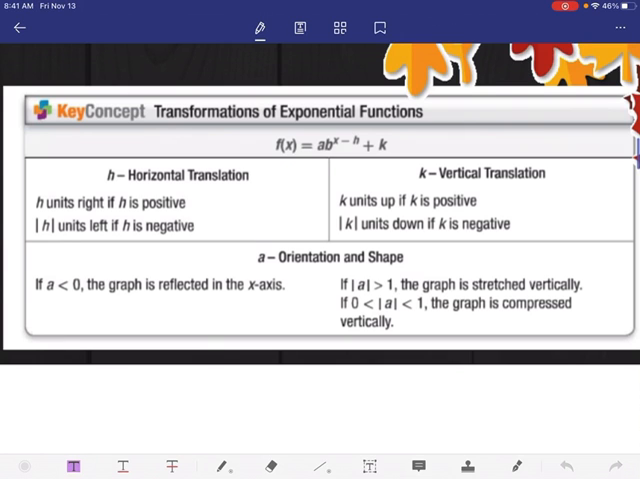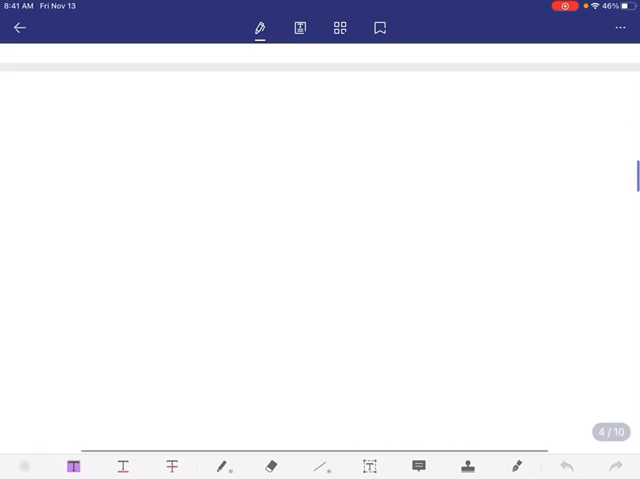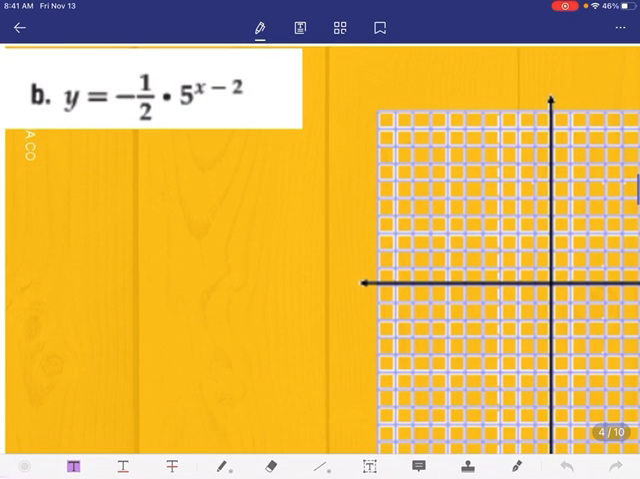The key thing to remember is if it's in our exponent, that's considered inside of the function. And so it will move it left and right, but it's going to move it the opposite direction of the sign. So let's go ahead and look at an example of this. So we have y equals -1/2 times 5 to the x minus 2.